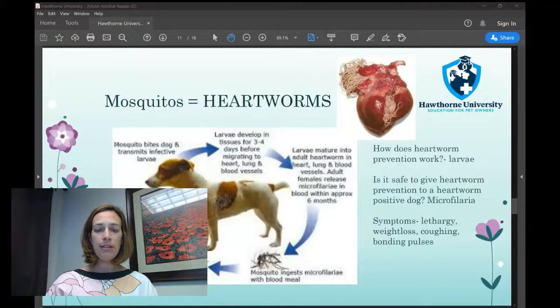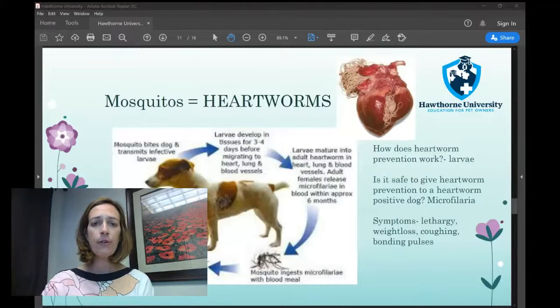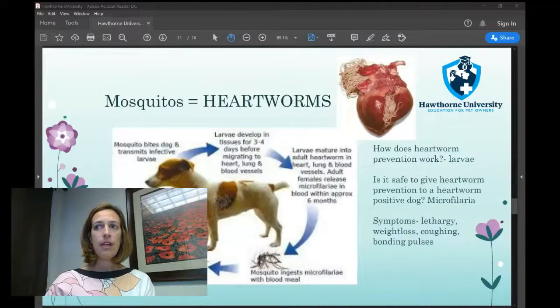For the simple amount that you can give your dog a pill every month or a topical for it, it's very important. This is a brief overview of the life cycle, which I think is really important for us to know. Mosquitoes carry the larva, right? They bite your dog. It's going to migrate through the blood vessels, and those larvae are going to mature into the adult heartworms. They release the microfilaria, and that microfilaria takes about 6 months.